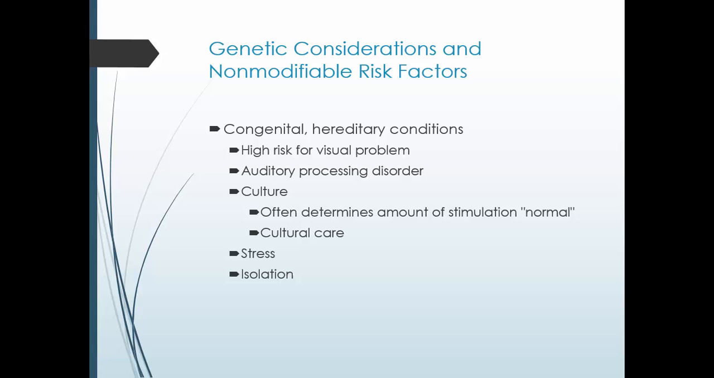All right, looking at genetic considerations and non-modifiable risk factors. Congenital hereditary conditions, they are at high risk for visual problems. Retinopathy of prematurity, congenital cataracts, and fetal alcohol syndrome are related to decreases in vision. Premature infants, moms that are affected prenatally by rubella, toxoplasmosis, and other viruses, or who have certain congenital and hereditary conditions are at high risk for visual and or hearing problems.